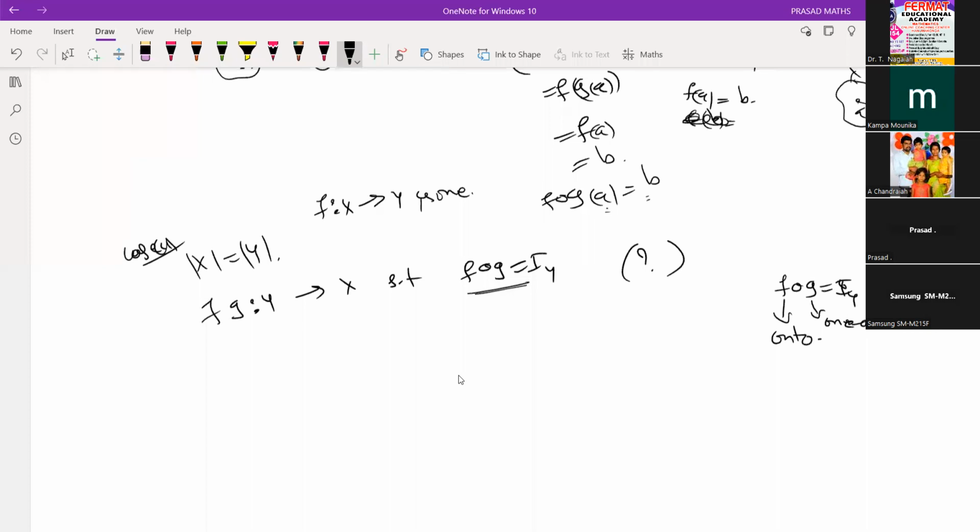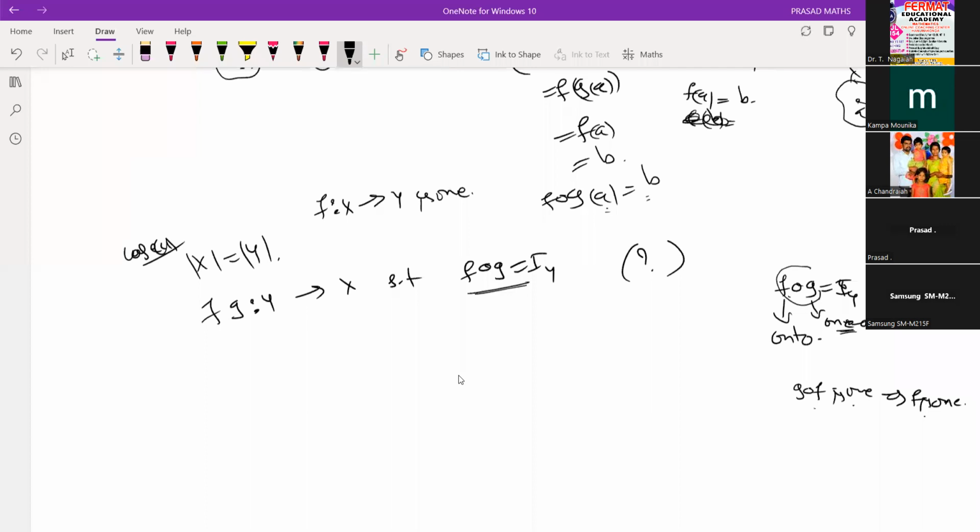ఇంతకుముందు చెప్పాను కదండి. So whenever g circle f is 1-1 function, automatically f is 1-1 function. Whenever g circle f is onto function, g is onto function. So here g circle f is 1-1 function means f was 1-1 function. Here f circle g is 1-1 function means g is 1-1 function.